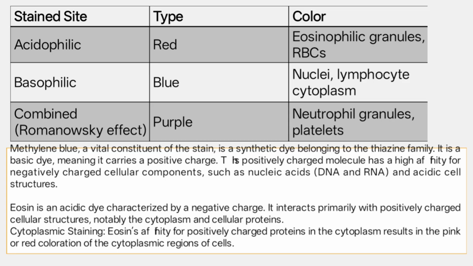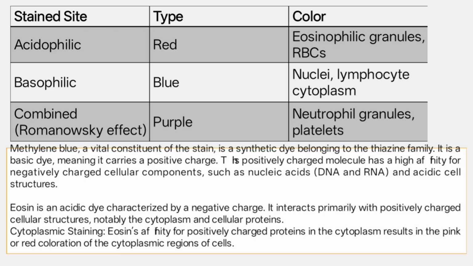So what is the end result? Methylene blue is a vital constituent of the stain. It is a synthetic dye belonging to the thiazine family. It is a basic dye, meaning it carries a positive charge. So the positively charged molecules have a high affinity for negatively charged cellular components. So methylene blue contains positive charge, so it has high affinity for negatively charged cellular components. What are those? The nucleic acids, RNA, DNA, and acidic cell structures.